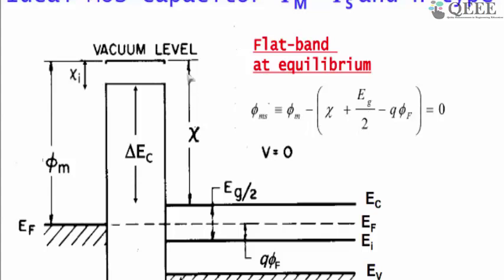How did you get phi s? Phi s is the distance between the vacuum level and the Fermi level. So this is chi, plus this distance. This distance is nothing but half of the band gap minus q phi f. So that is how you get chi plus half of the band gap minus q phi f. We are told this is 0 for the system.